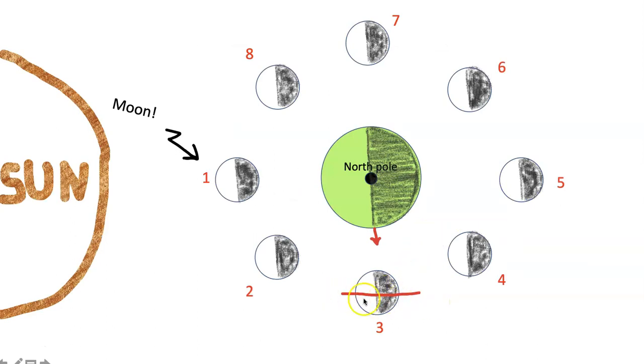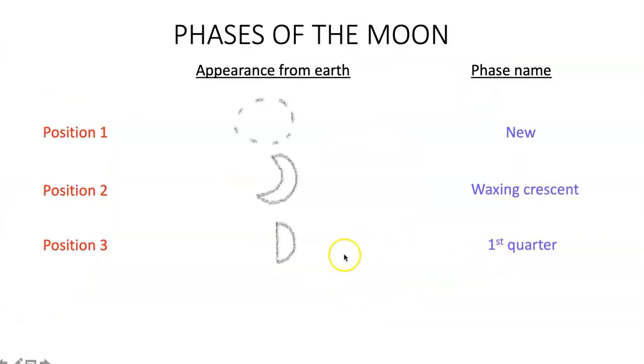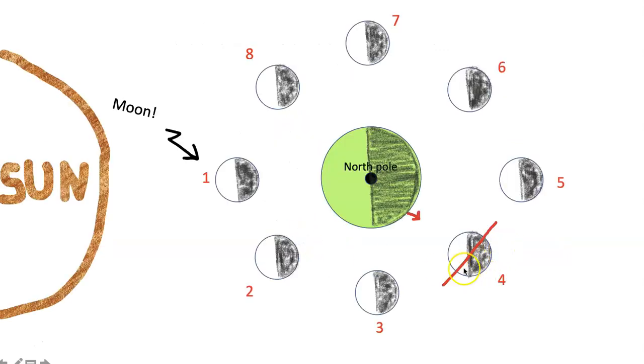Position 3 is shown here. And it looks like we're looking from upside down, but remember, everything is relative to the Earth. When we look up, we'll see that the right half of the moon is illuminated. And now we have our first quarter moon. So we've had a transition from new to waxing crescent to first quarter. And I bet you can guess what's coming next.